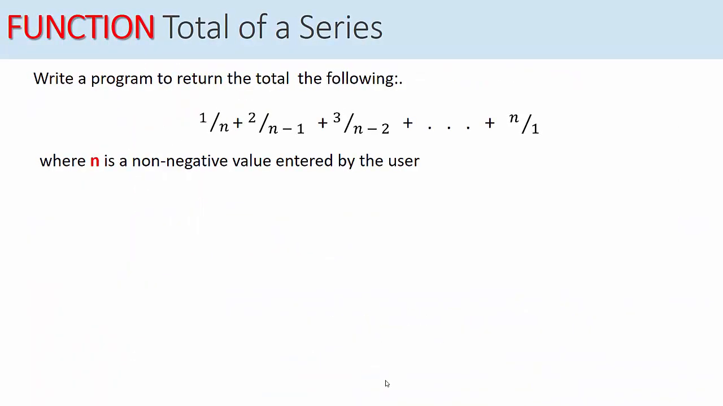This time we're going to create a function that calculates the value you see in this series. And by the way, it should be simple. It's not complicated. n is a non-negative value. Let's look at it. The series says 1 over n plus 2 over n minus 1, n minus 2, and finally you reach 1. So the top value will go from 1 to n. The lower value will start from n to 1.